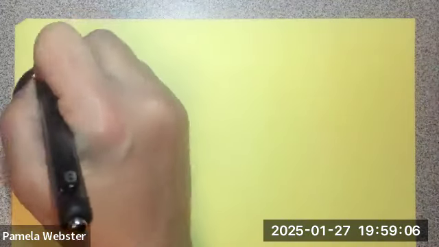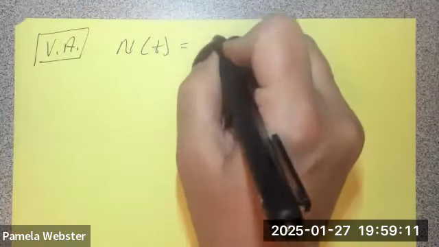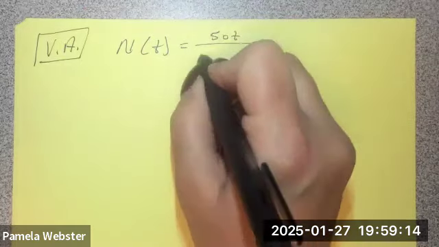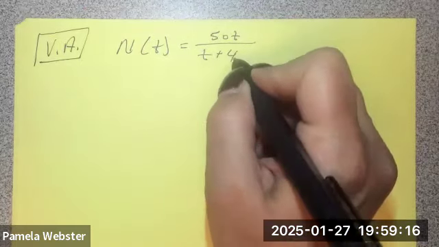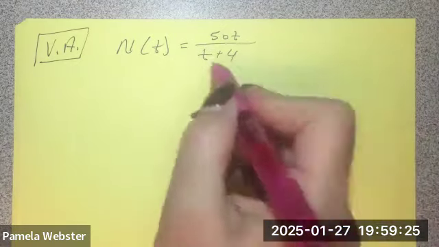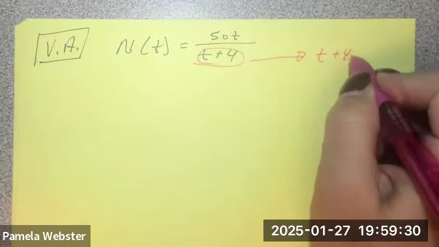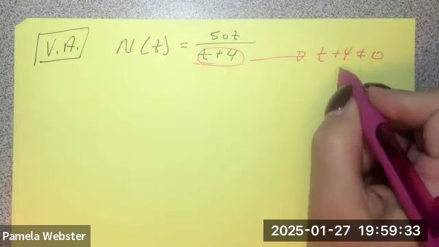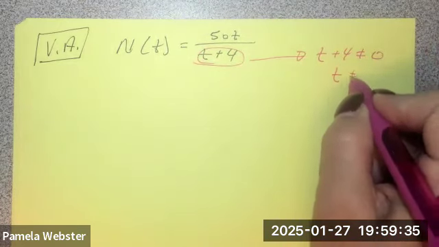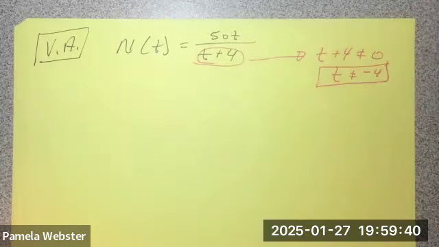Vertical asymptotes for, remember this was my function. I had to change pages. I'm sorry. 50t over t plus 4. Okay. So I look at that guy and I go, let's talk about vertical asymptotes. On the bottom, I am dividing, so I have to worry about that. Could take that guy out and say t plus 4 can't equal 0. Okay. I'm just going to subtract the 4. T can't equal -4. Okay.